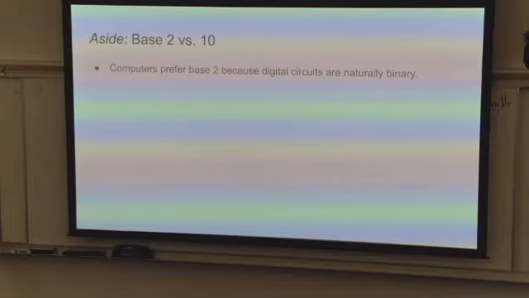It looks nicer to us in many ways. For example, you'll often see people complain, "Oh, my computer can't store the number 0.3. Why is it so stupid? Why can't it represent such a simple number?"